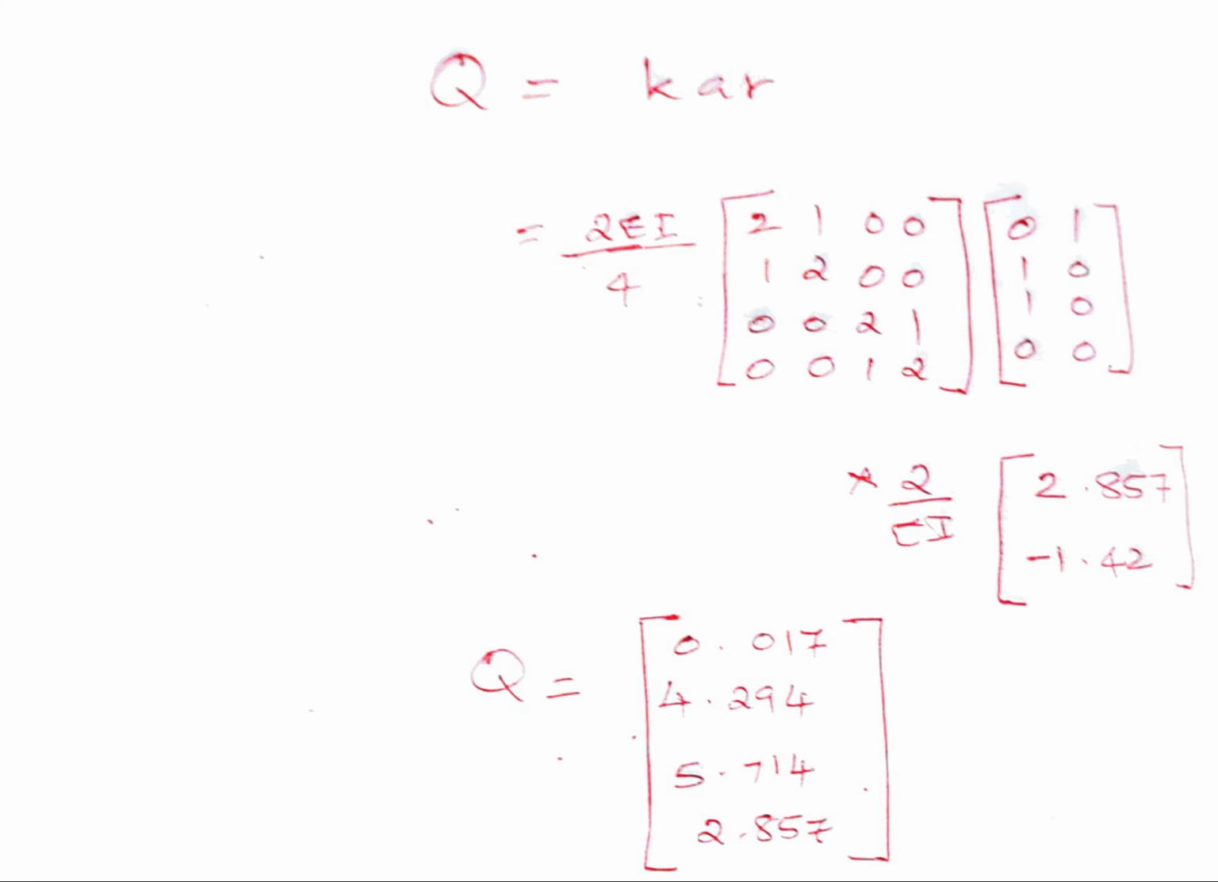Next is the calculation of the Q matrix, that is, the element forces. Q is equal to small k into A into small r. So we substitute the element stiffness matrix, multiply with the displacement transformation matrix and then multiply with the system displacement matrix. Multiplying these three matrices we get Q, the element forces. So Q is obtained as shown here.